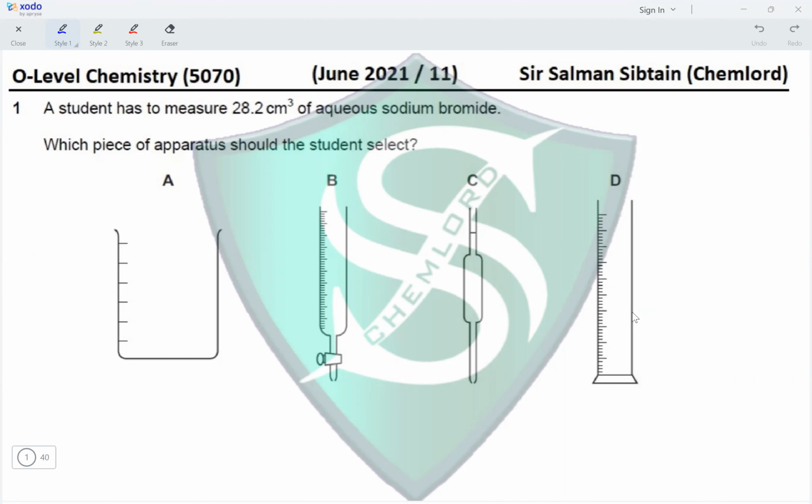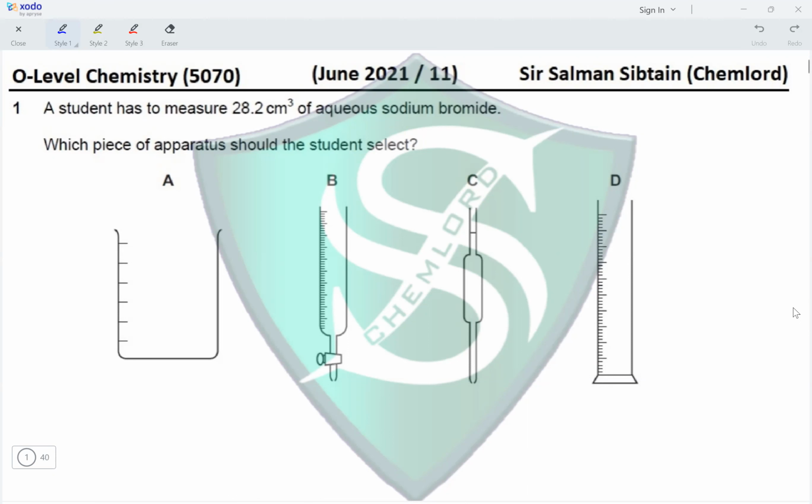Okay, first of all, they have given a value that is accurate to one decimal place. So in order to obtain accurate volumes, we need to use a burette. So first of all, burette would be the correct answer. But why would the other pieces of apparatus shown here be incorrect for this case? Let's look at them one by one.